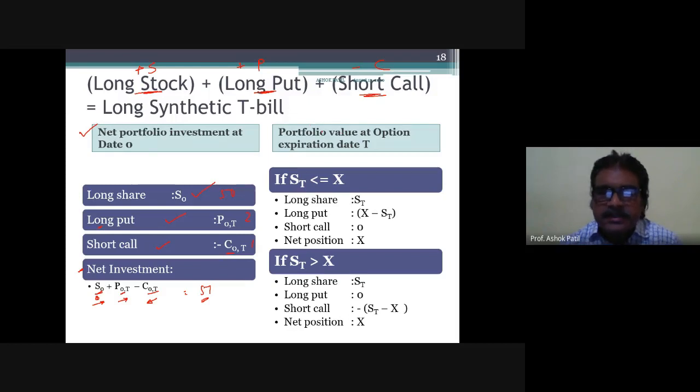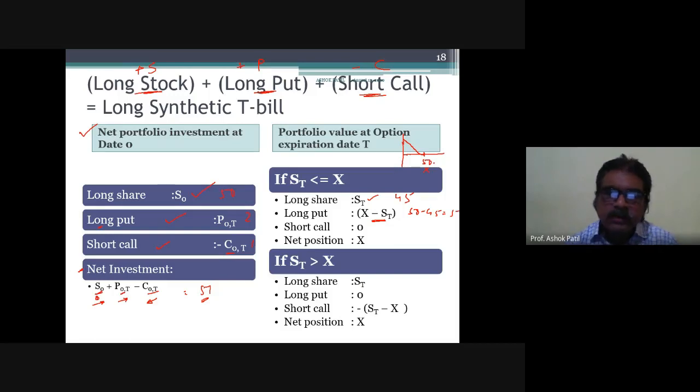Now what happens to the portfolio value at option expiration date T? This is the exercise price, 50, X. If X is greater than ST, that is, ST is less than X, then you will get the share price. Suppose this is 45, you will get 45 rupees from the share. What happens to the long put? Long put will look like this. You'll have X minus ST, which is 50 minus 45, so 5 rupees will be there.